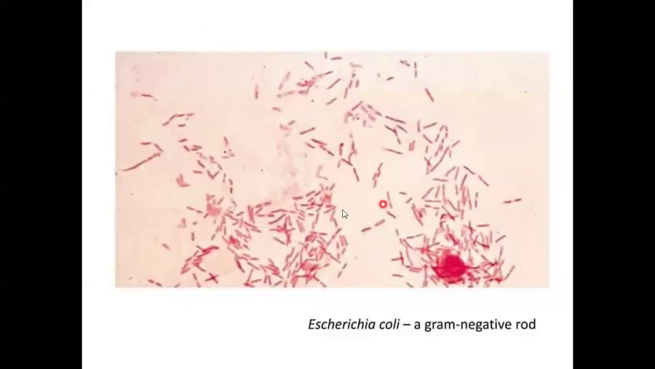Sorry, this is a picture of a gram-negative rod. It's called E. coli. As you can see, they are rods and they are pink. So you'll know they're gram-negative.